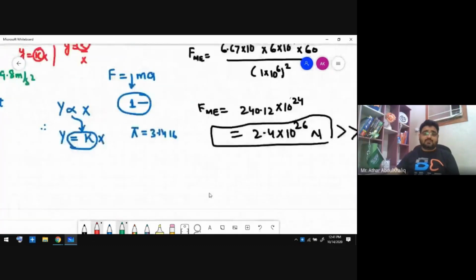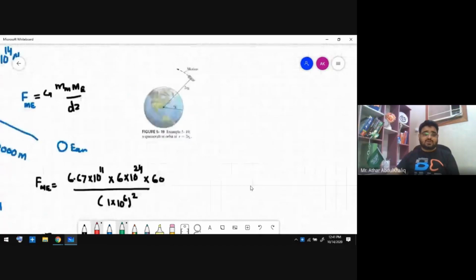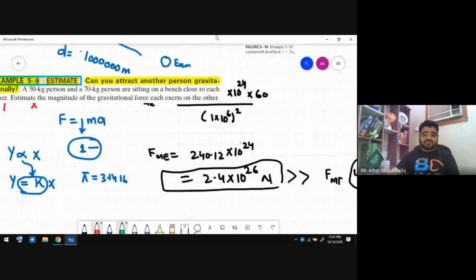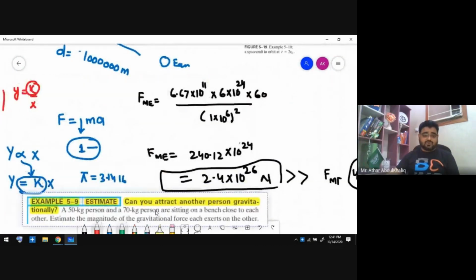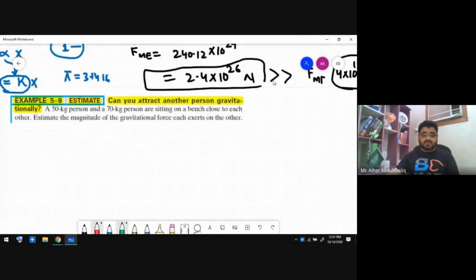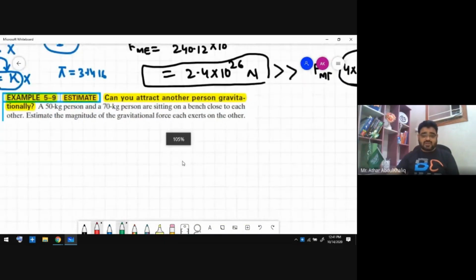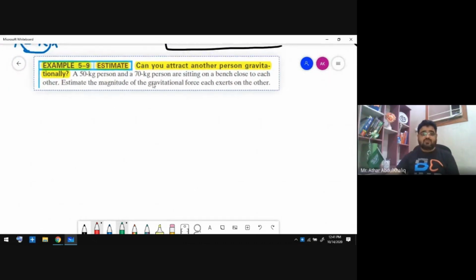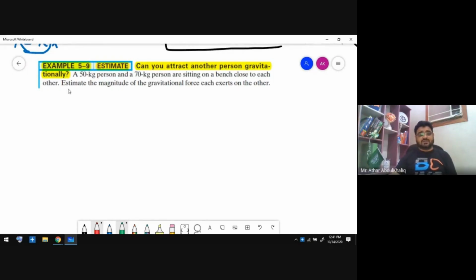This example is about two students who are sitting close to each other and having a chit chat, talking to each other. During their discussion, we are supposed to find the force between them. So what is the force between them? Let us find it. This is example number 5.9 of your book. Can you attract another person gravitationally? One person is 50 kilogram mass. So what will you write? First person m1 is 50 kilogram.